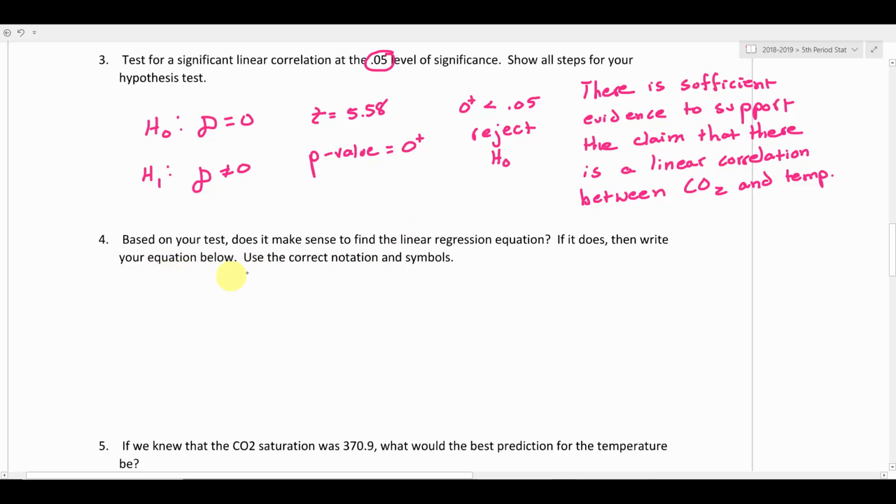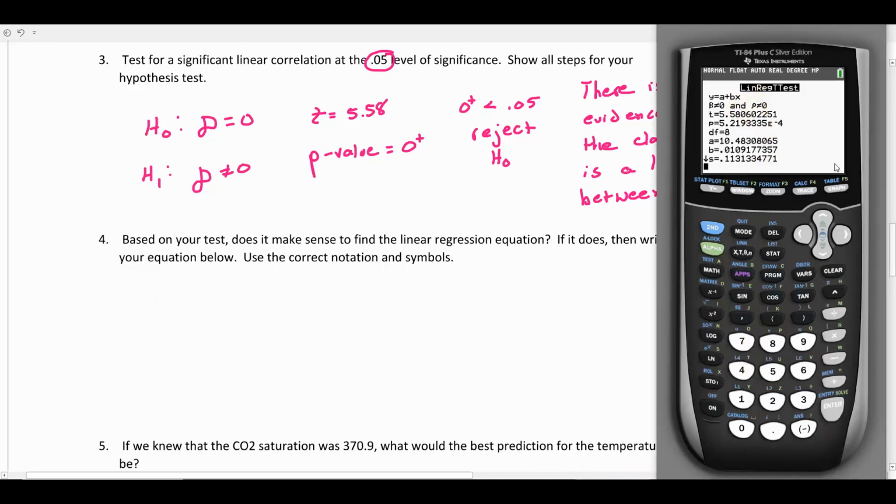It says, based on your test, does it make sense to find the linear regression equation? And it does, right? So we established that there's a pretty strong linear correlation with our hypothesis test. So it would make sense to go ahead and find the linear regression equation and use it to make predictions. Okay, and you can grab the linear correlation coefficient from your calculator. They give it to you here where they tell you A and B, and look at the format that they give you. B represents the slope, A represents the y-intercept.